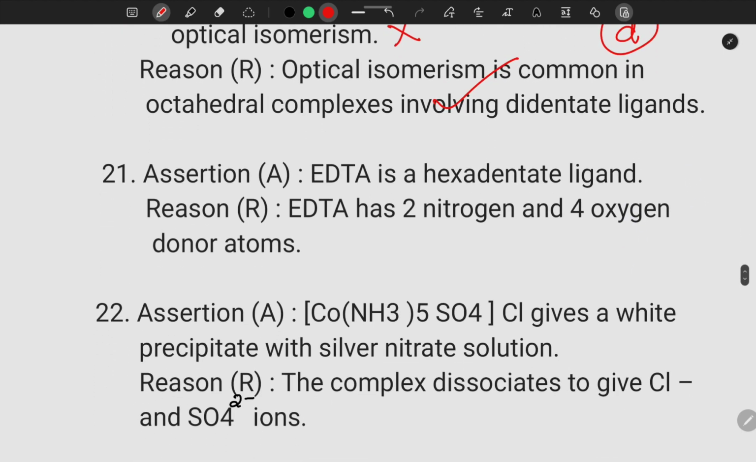Next, EDTA is a hexadentate ligand. That's a correct statement because EDTA, we know, has 2 nitrogen as donor atoms and also 4 oxygen as donor atoms. So here the reason is also correct. So assertion and reason both are correct statements, and the reason is the correct explanation of the assertion. So our option is A.